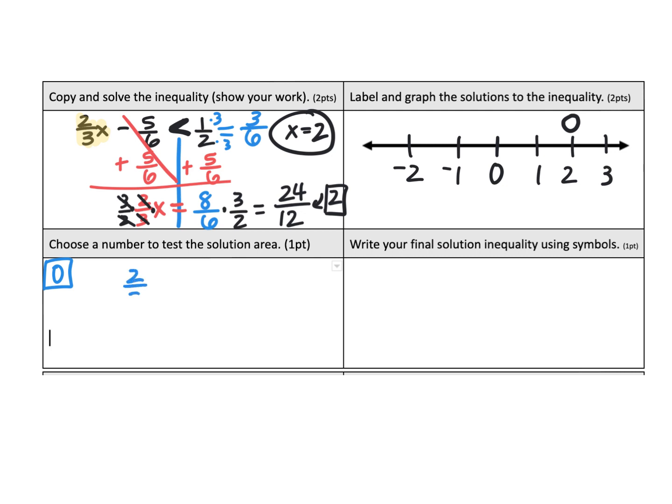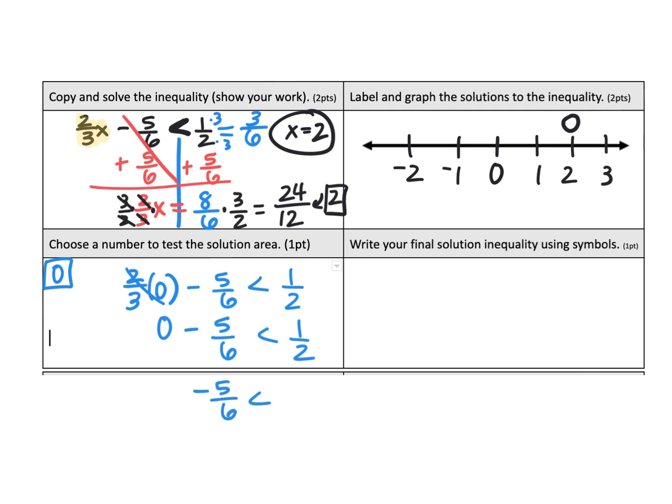I'm going to do 2/3 times 0 minus 5/6. Is that less than 1/2? All right, well, 2/3 times 0 is 0. So 0 minus 5/6, is that less than 1/2? If I do 0, take away 5/6, I end up with negative 5/6. Is that less than 1/2? Well, yeah, a negative number is less than a positive number, so yes. So 0 works. Let's go towards the 0. And then my final solution is all the numbers smaller than 2 work. 2 doesn't work, but everything's smaller. So I'm going to write x is less than 2.